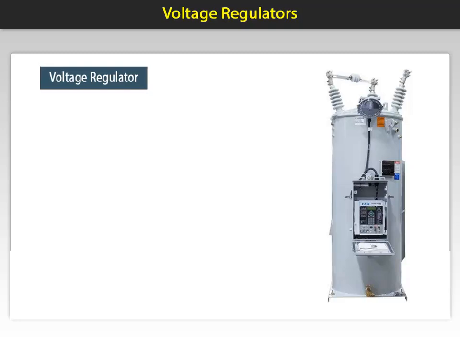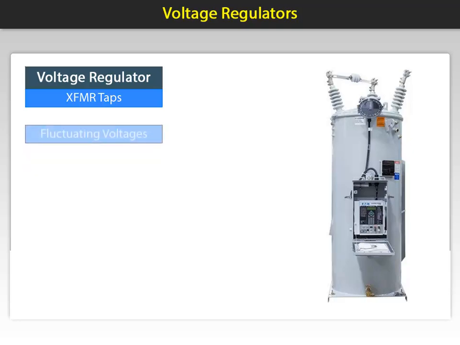Next, in the distribution substation you will find voltage regulators. Now, why are they needed? We previously mentioned the transformer and the taps. The taps help adjust the voltage output of the transformer. This fluctuation in voltage can create equipment performance issues down the distribution line.